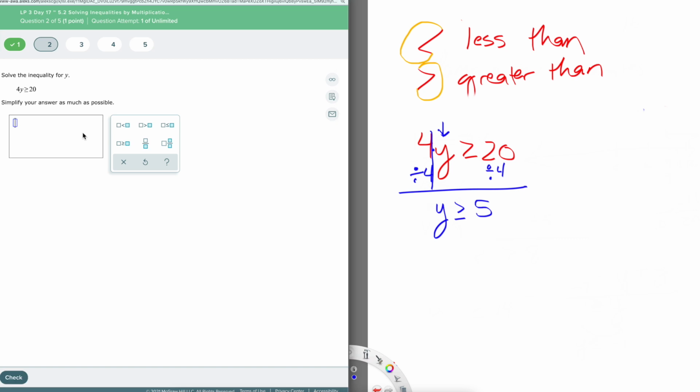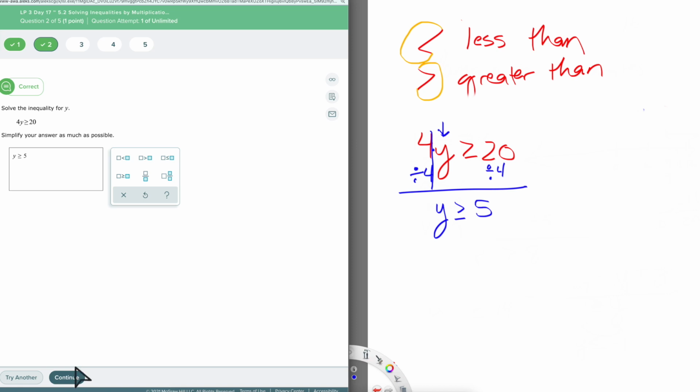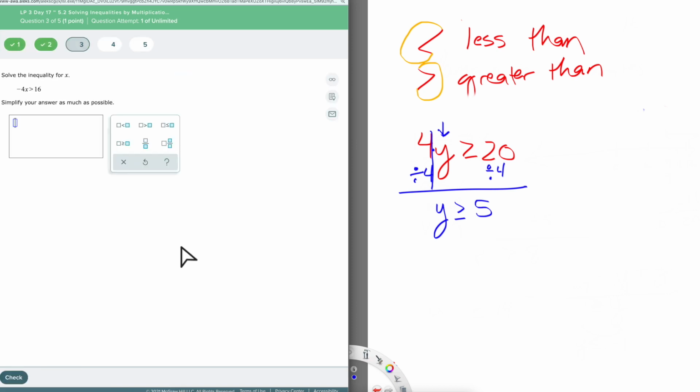So we have a variable, and then we have an inequality sign. Make sure you're choosing the correct one, because if you don't choose the correct inequality sign, this answer won't be correct. So definitely make sure you're paying attention to which one you're clicking on here. So we are going to start to get into negative numbers, I believe, because that's where we start to get a little different. Perfect.